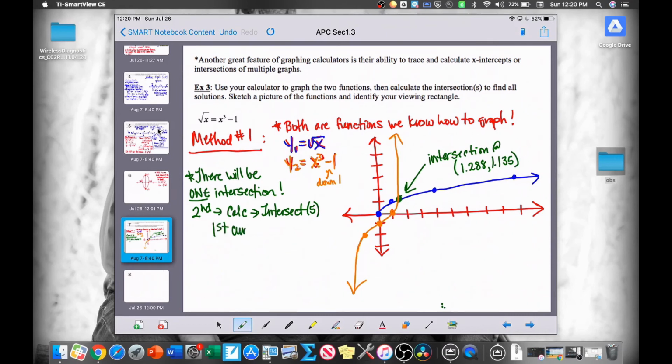And again, just to make some notes over on the left-hand side, when I do this, it asks you, is this the first curve? You hit yes. It asks you, is this the second curve? You hit yes. And then it asks you to make a guess, and you hit yes. That's the process on the calculator. And the guess that it made is our intersection point, 1.288, comma, 1.135. And I do want to call your attention to the fact that the x value is the solution.